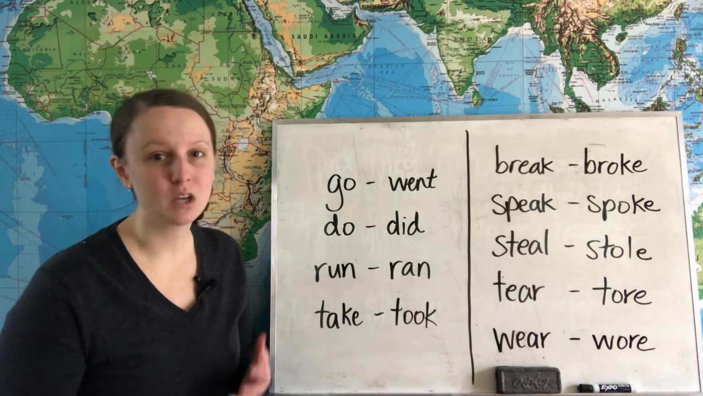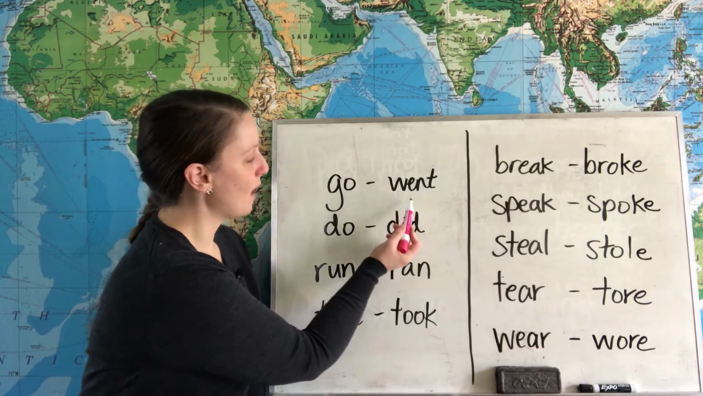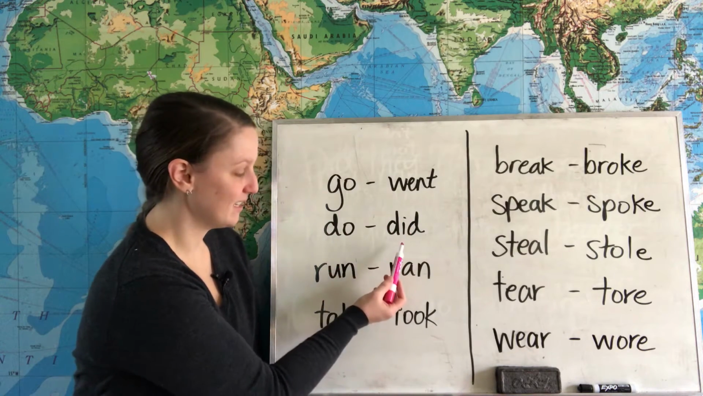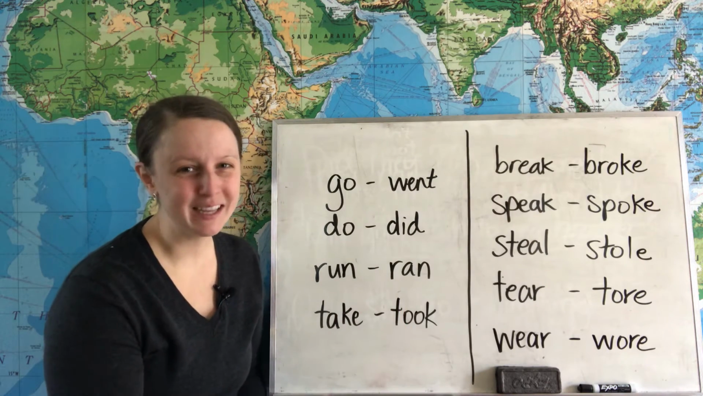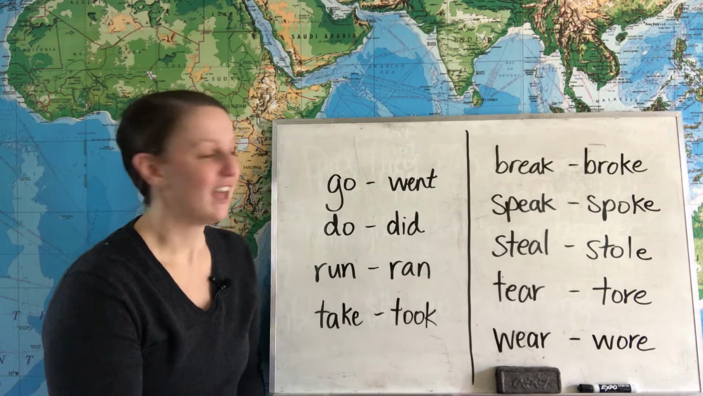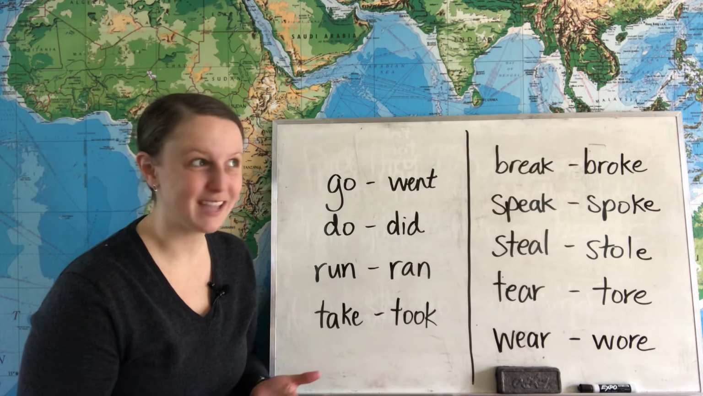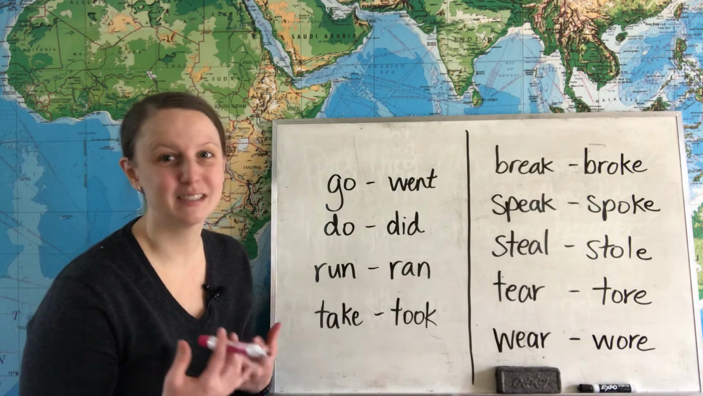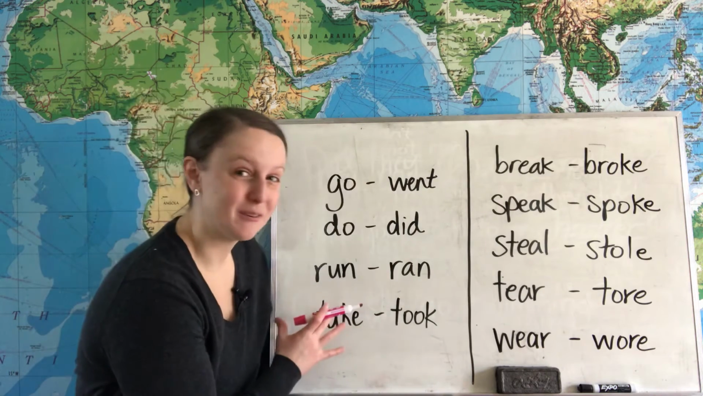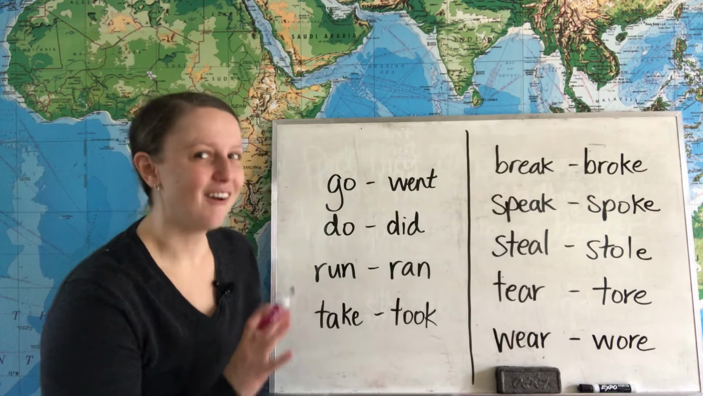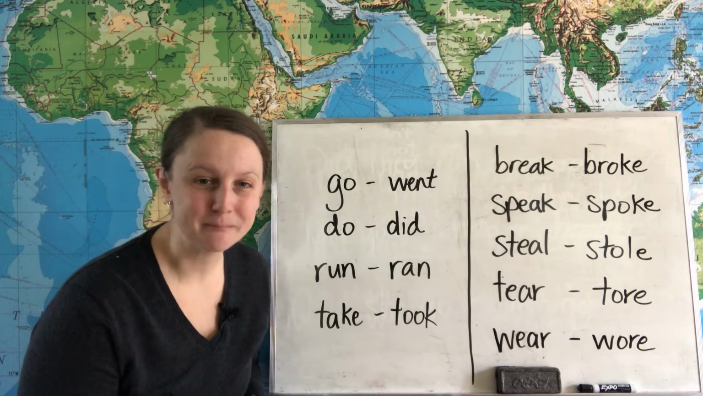Some of our most common verbs in English are irregular, like go and went, do, did, run, ran, take, took. These are really common verbs in English, and the simple past form is irregular. We don't just add ed, it has a special spelling change. So unfortunately, you've got to memorize these, but there are a few patterns in irregular simple past verbs.